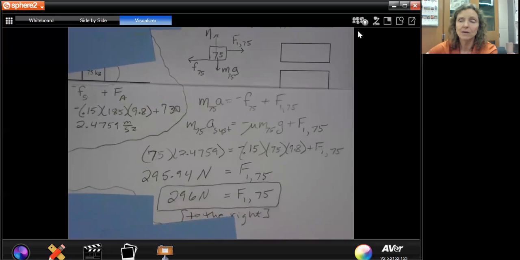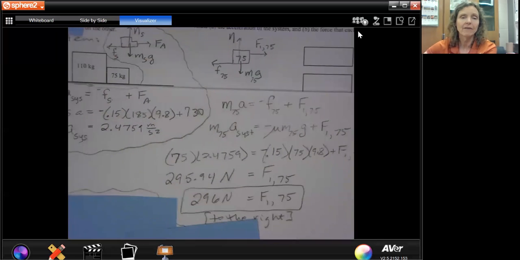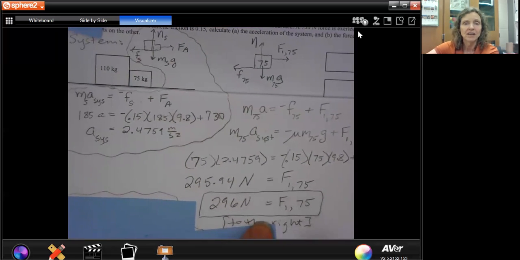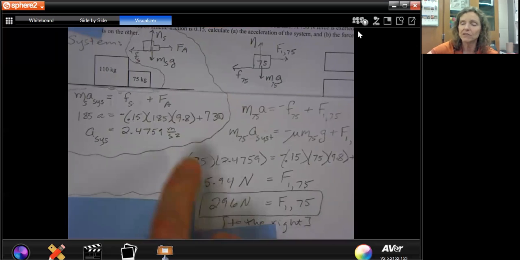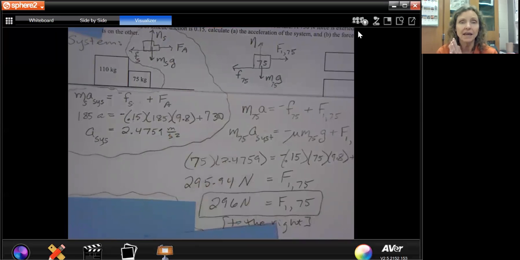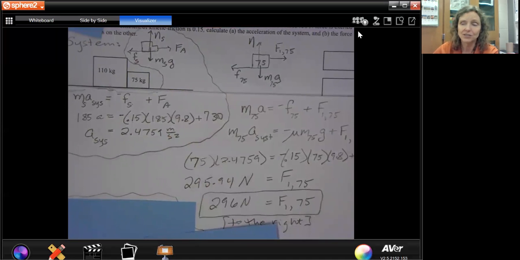So I could be done with the problem at this point. I have found the normal contact force. That is the force of 1 pushing on 75. Now, a number of students kept going because they thought they had to calculate a different force. Remember Newton's third law. If 1 is pushing on 75 with 296 newtons of force, then 75 is pushing back with 296 newtons of force.